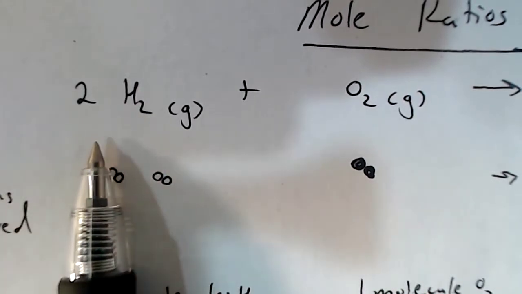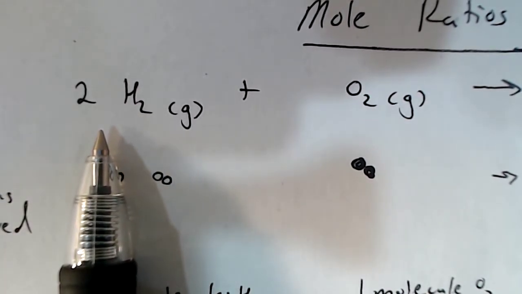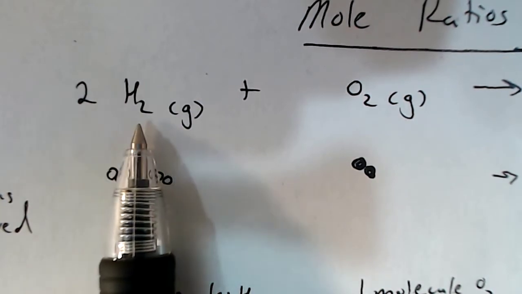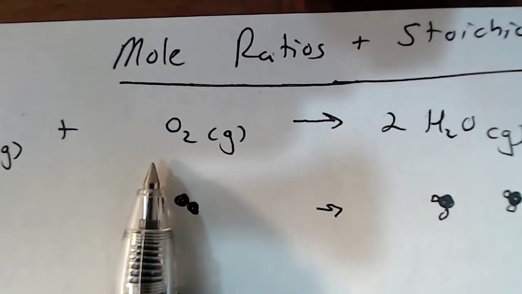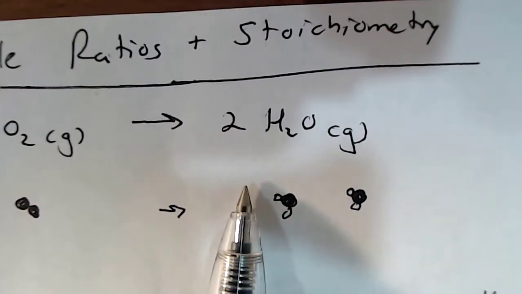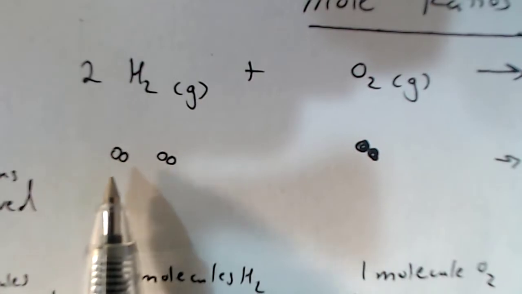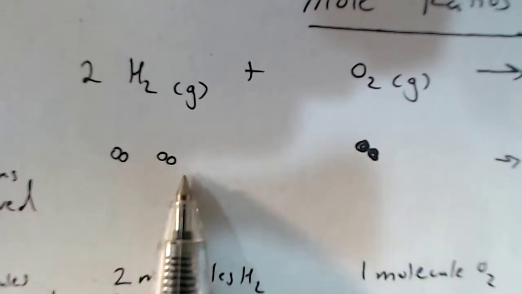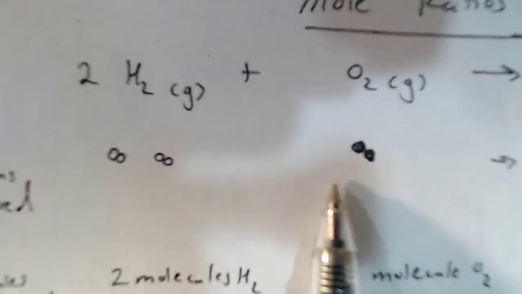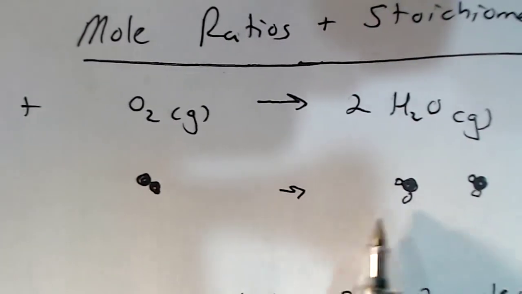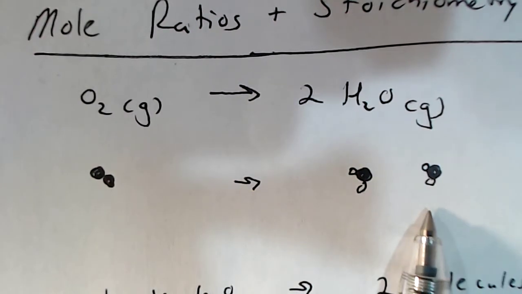Everyone. So if you take a look at the balanced chemical equation for the combustion of hydrogen, you'll see that you need two hydrogen molecules to react with one oxygen molecule to provide two water molecules. So kind of drawing that out, here's a hydrogen molecule and here's another one. Those are two of them. And here's an oxygen molecule and two water molecules.